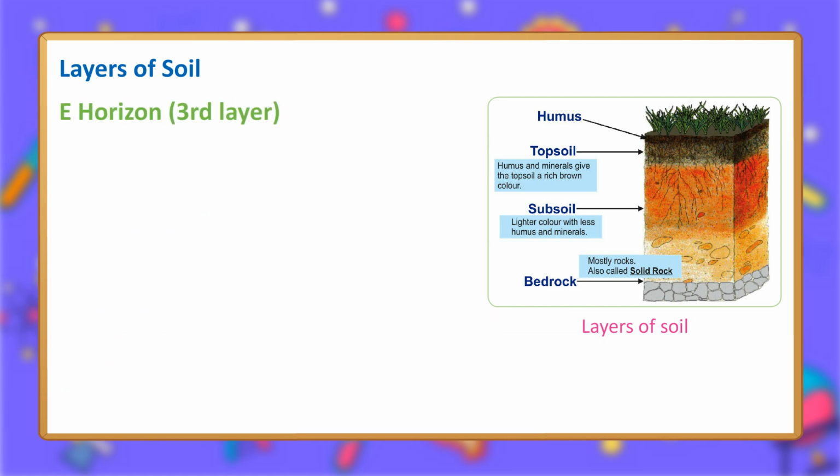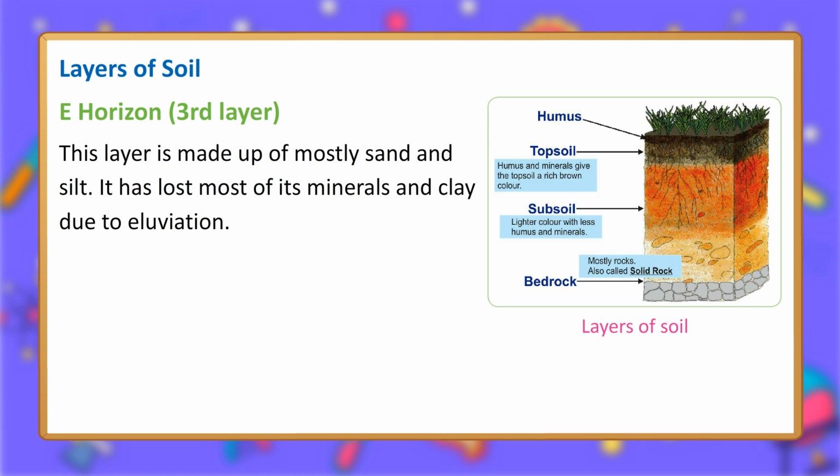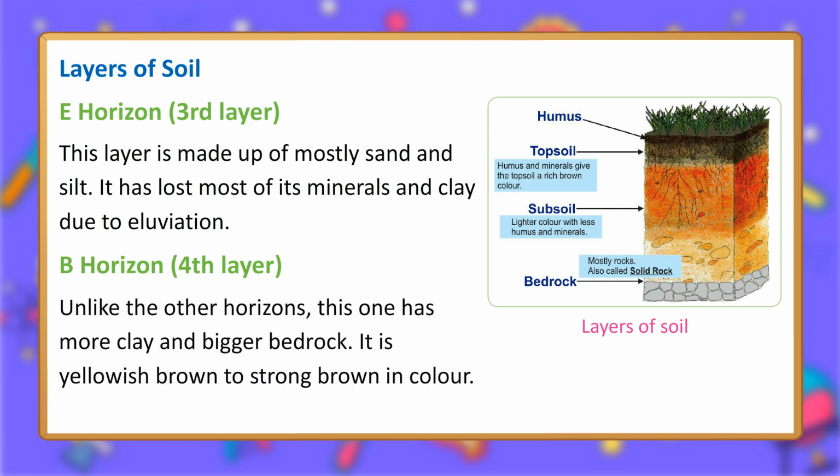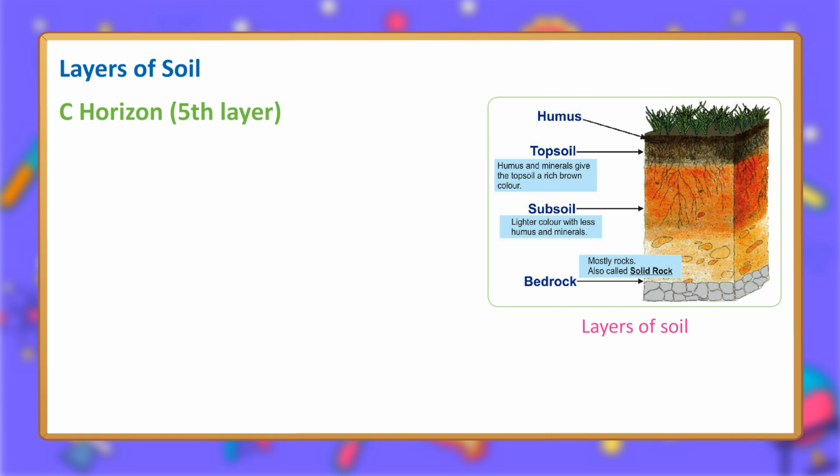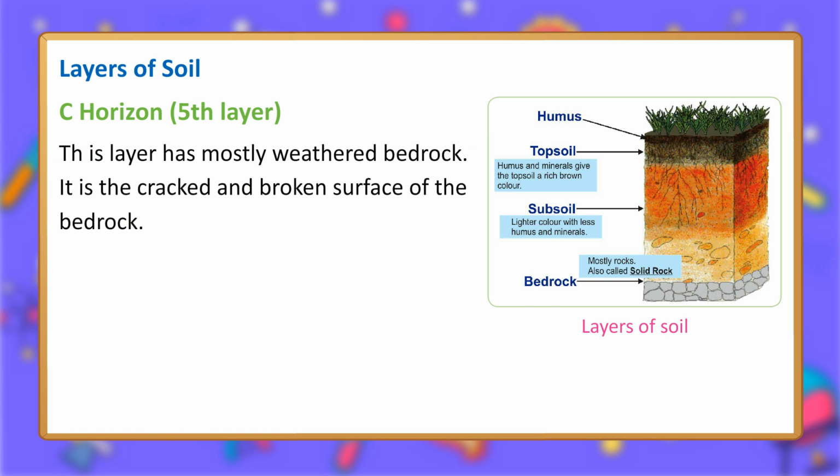E horizon. Third layer. This layer is made up of mostly sand and silt. It has lost most of its minerals and clay due to leaching. B horizon. Fourth layer. Unlike the other horizons, this one has more clay and bigger bedrock. It is yellowish-brown to strong brown in color. C horizon. Fifth layer. This layer has mostly weathered bedrock. It is the cracked and broken surface of the bedrock.